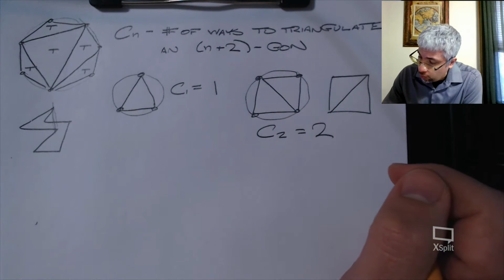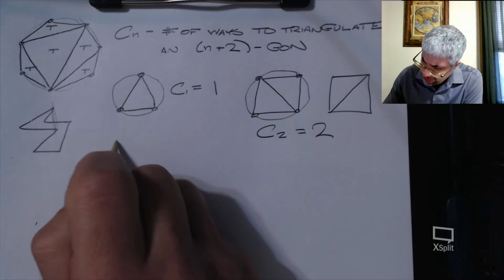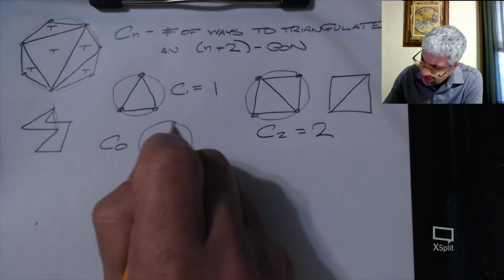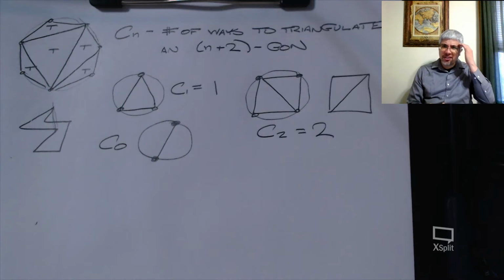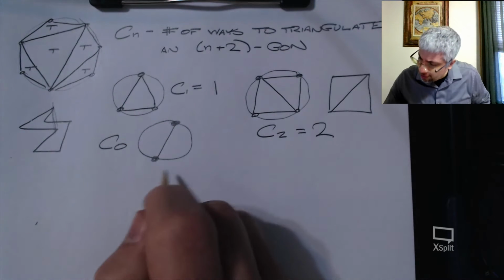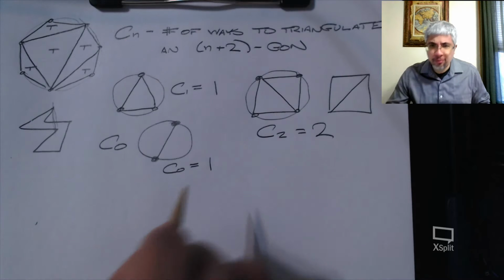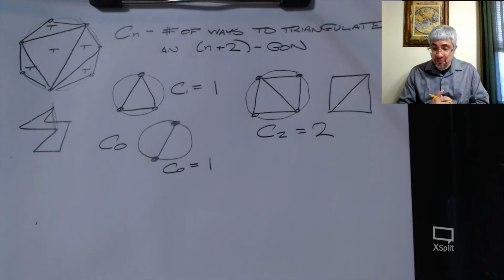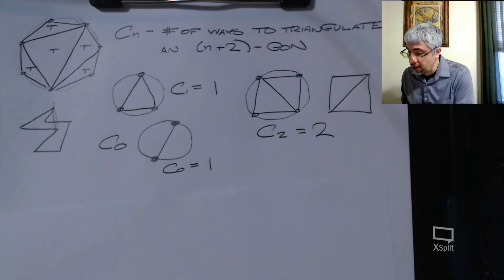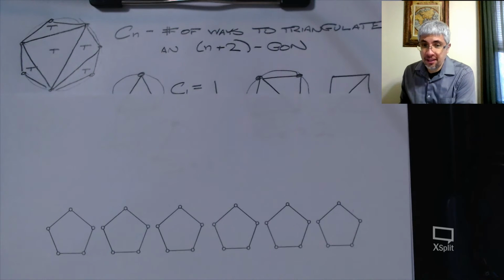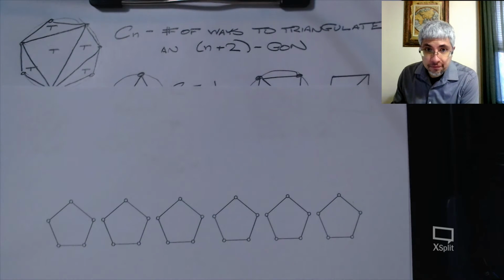Okay. Now, what about C0? Could I go to C0? This would be like collapsing on itself, like a degenerate triangle. So I'm going to allow C0 to be 1. The number of ways, we could just leave it alone. Okay. That said, let's move on to C5. And so you don't have to sit here and watch me draw a whole bunch of pentagons. Let's go to here. Okay.